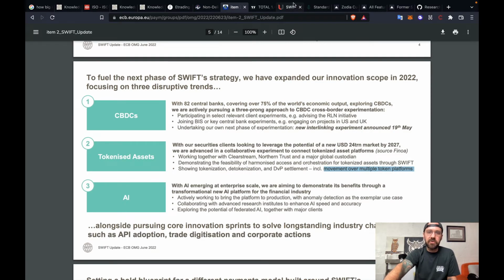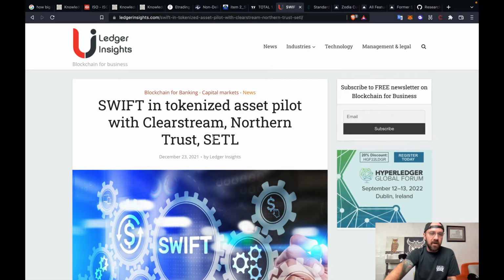Talking about that tokenized asset pilot through SWIFT, we can see in this European Central Bank document, they talked about ClearStream and Northern Trust. Well, Settle is also involved in this. Now, Settle was actually acquired recently by Collab, which I talk about in this article as well. And Collab plans to launch a native token in 2023. So we will certainly be paying attention to that.